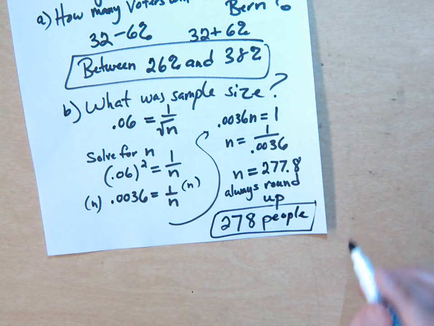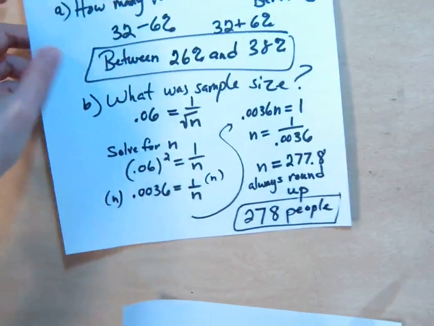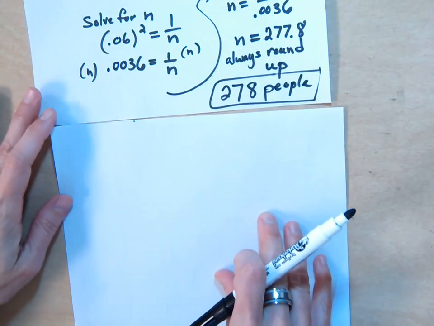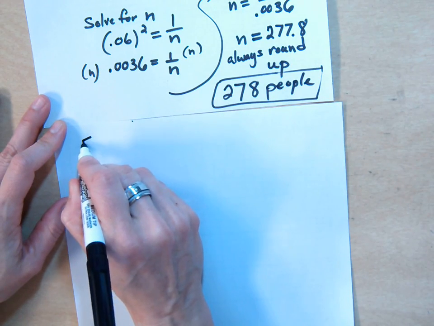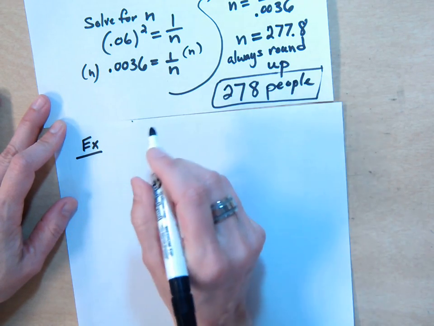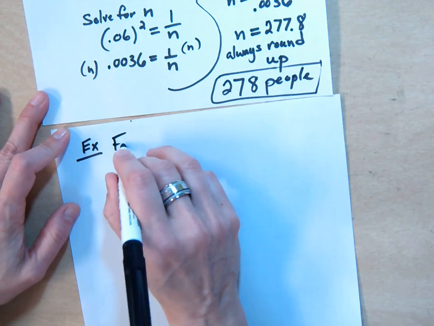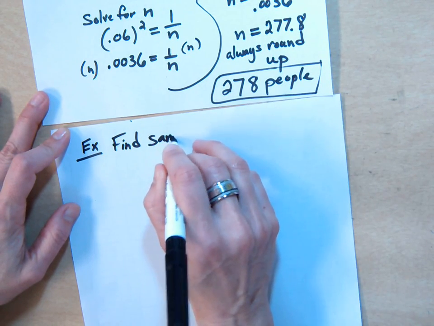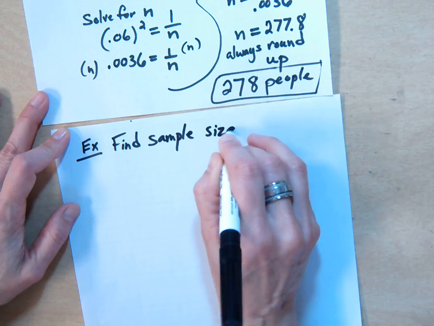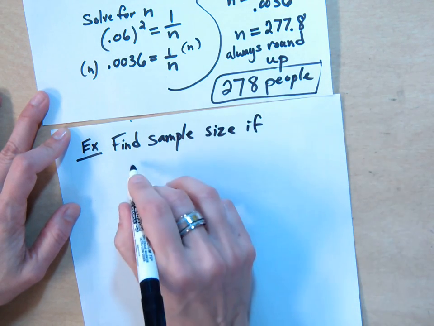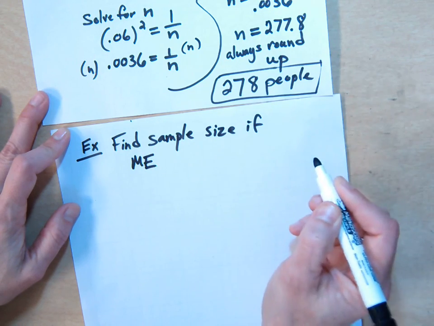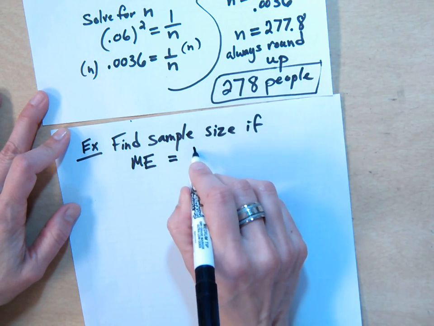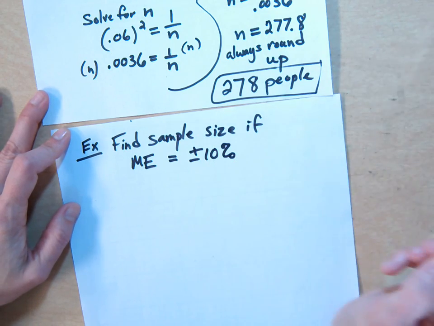So we're going to practice that one more time, and then we're going to go in the other direction. Why don't you try this one? This is just going to be out of context now. This is just the skill here. So let's see an example. Let's say margin of error is... find sample size. These are the two directions you'll go. Find the sample size if you can abbreviate margin of error, okay? Margin of error equals plus or minus 10%. Okay, find the sample size.